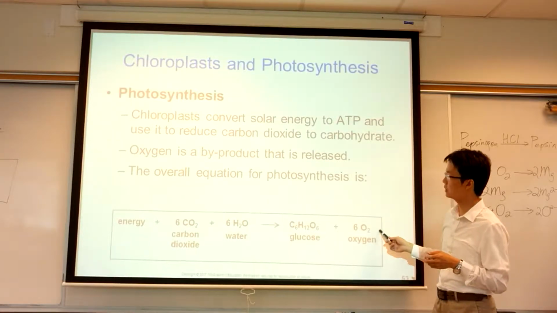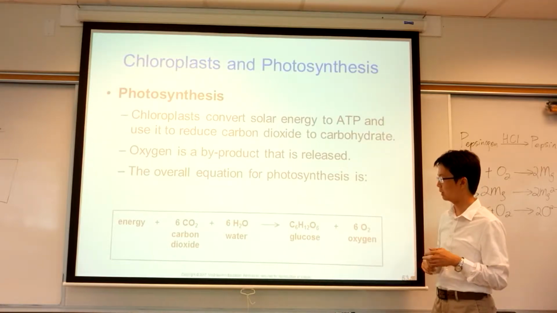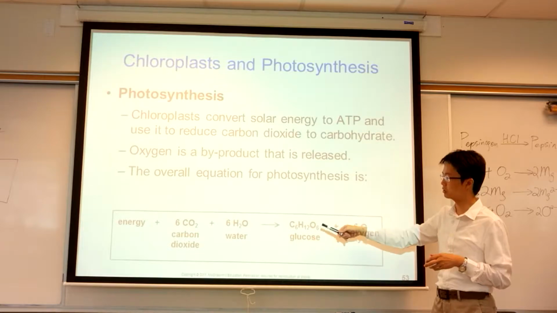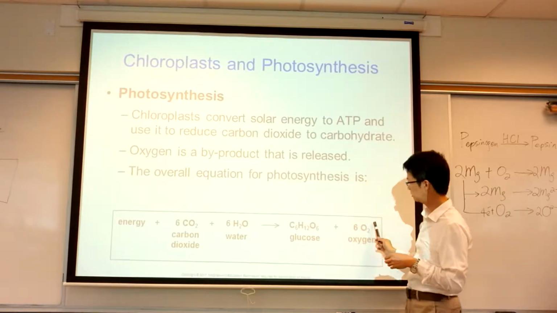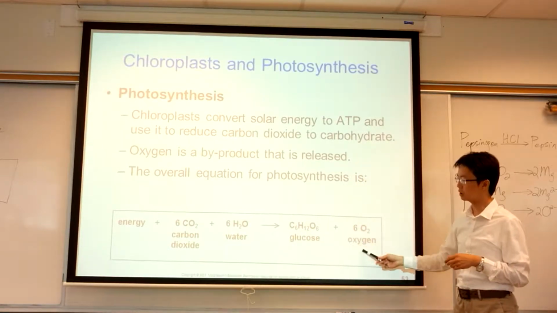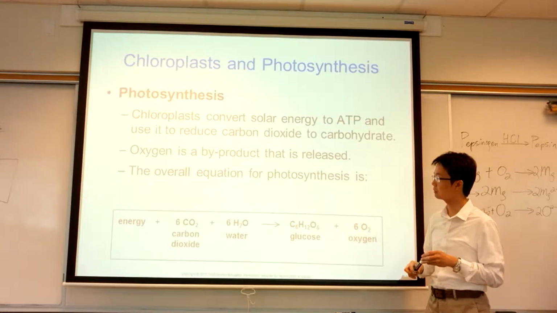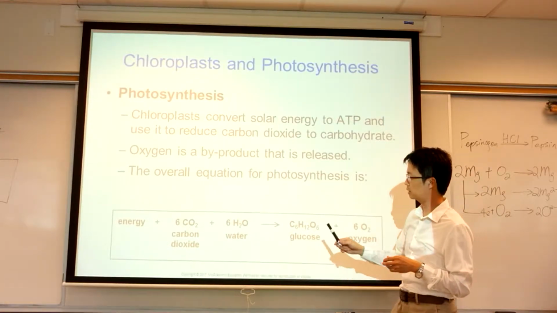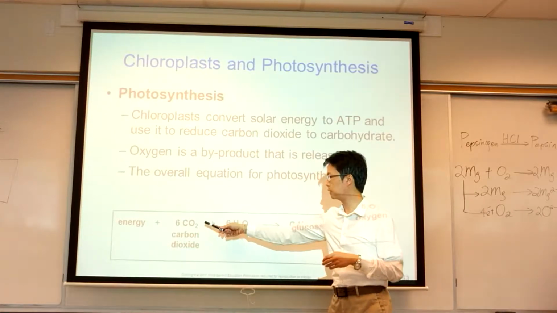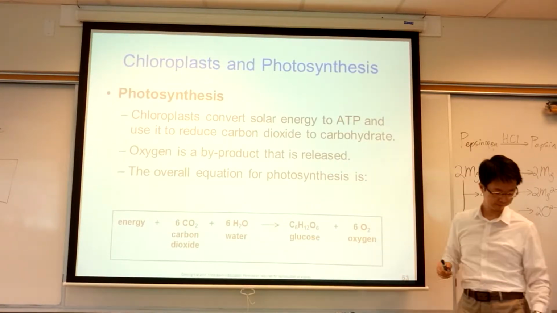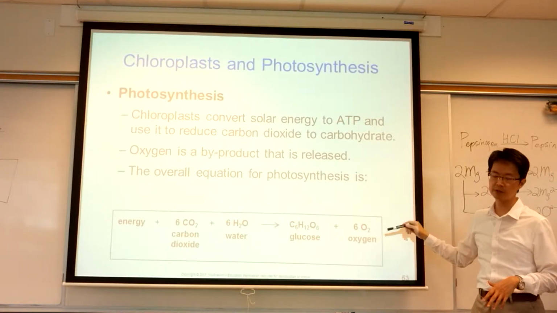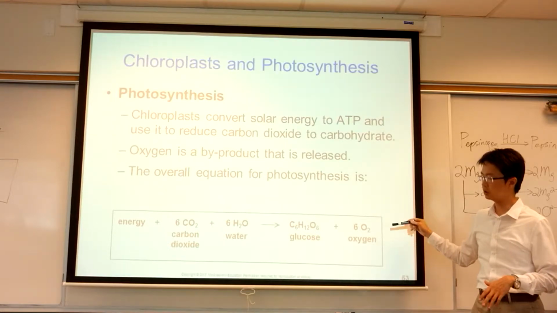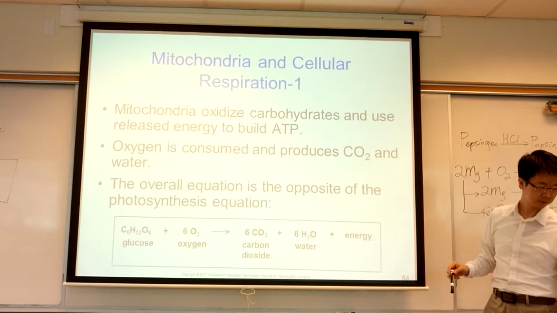They should put ATP here as well, but ATP is used for the reaction to make glucose, so they didn't put it here. So the main product is glucose. The byproduct is oxygen. And they need carbon dioxide to be reduced to form the glucose. So this overall reaction, you need to memorize it, because when we talk about photosynthesis in the online lecture, you also have to memorize this one as well.